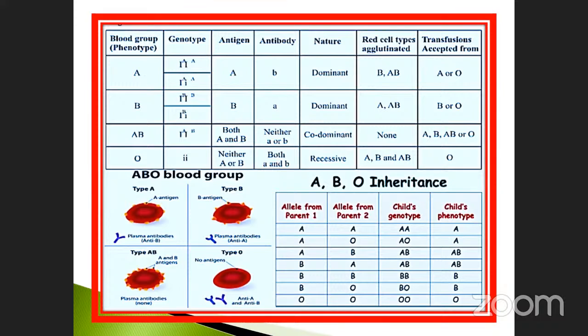This is the blood group, this is called the genotype, and this one is called the antigen. The antibody is always the opposite. B is present, so its nature is dominant, as already discussed. What is the last column? The transfusion accepted from: A blood group can receive from A blood group or O blood group.